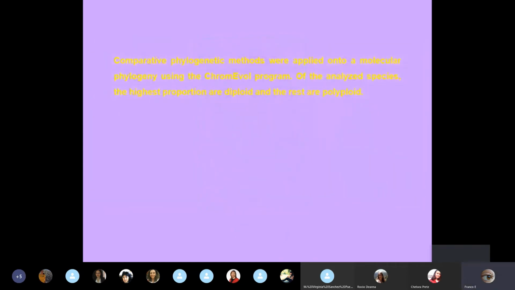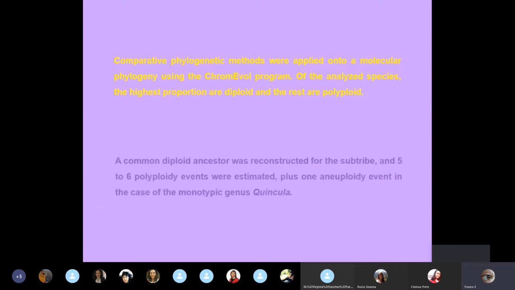So comparative phylogenetic methods were applied onto a molecular phylogeny using the ChromEvol program. Of the analyzed species, the majority are diploid and the rest are polyploids. A diploid ancestor was reconstructed for the subtribe, and 5 to 6 polyploidy events were estimated, plus 1 aneuploidy event in the case of the monotypic genus Quincula.